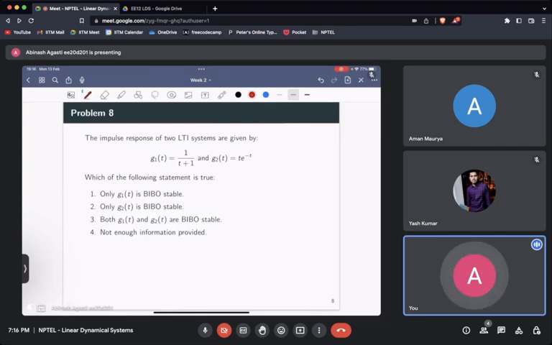So then we move ahead to another question. The impulse responses of two LTI systems are given by these two. This is the first impulse response, and this is the second system's impulse response. Which of the following statements is true? So can someone define what is BIBO stability?